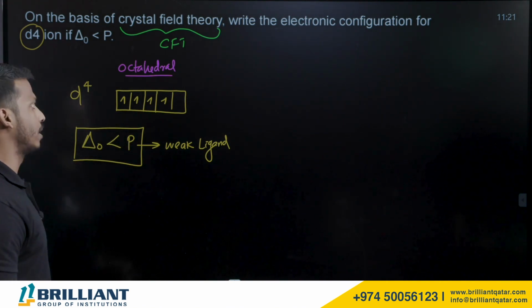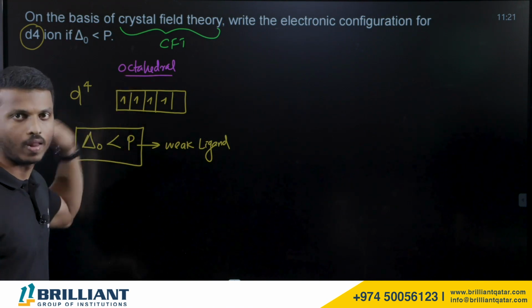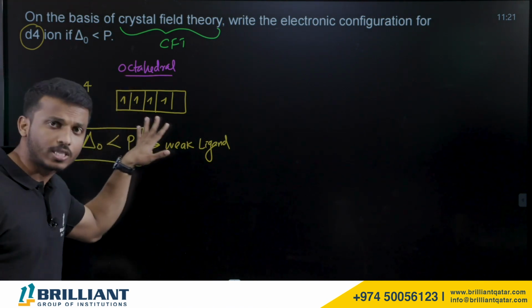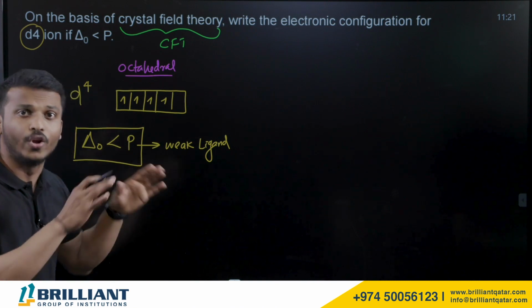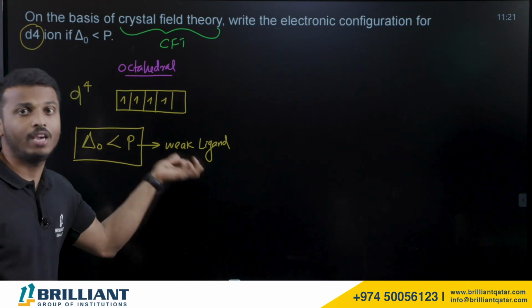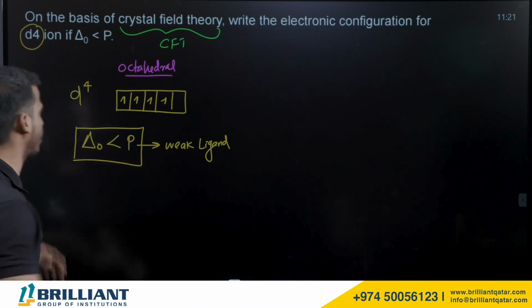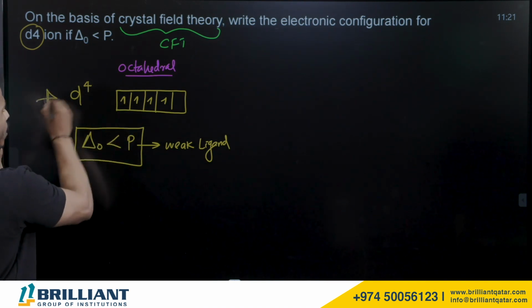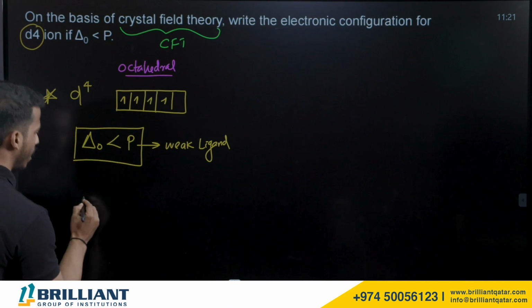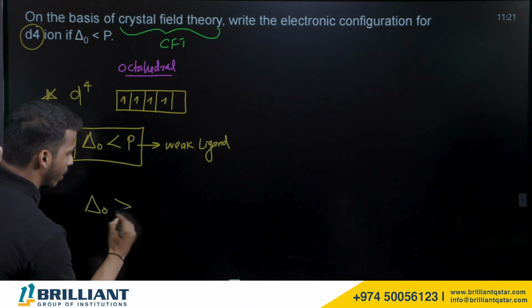So the d4 system, this is the one we have, 4 electrons. Does anything happen to these 4 electrons? Will they undergo pairing? No, because there is a weak ligand. If there is a strong ligand, these electrons undergo pairing. So let me discuss both conditions. Okay, this is the d4 system. When delta O is less than P, and let me consider when delta O is greater than P.